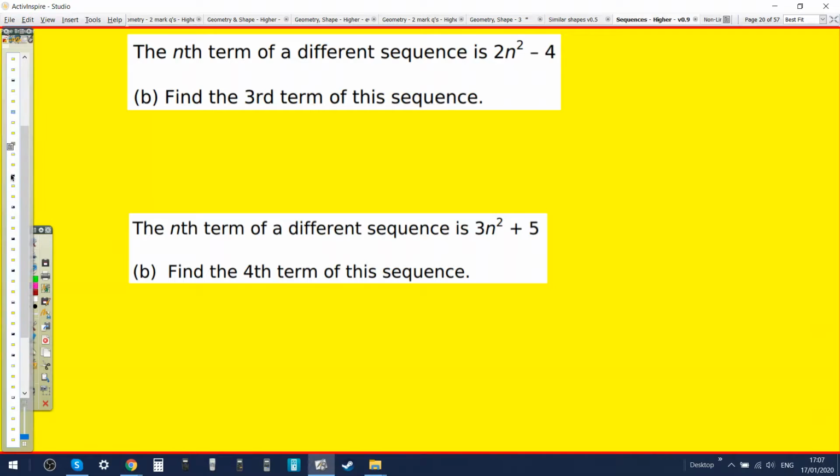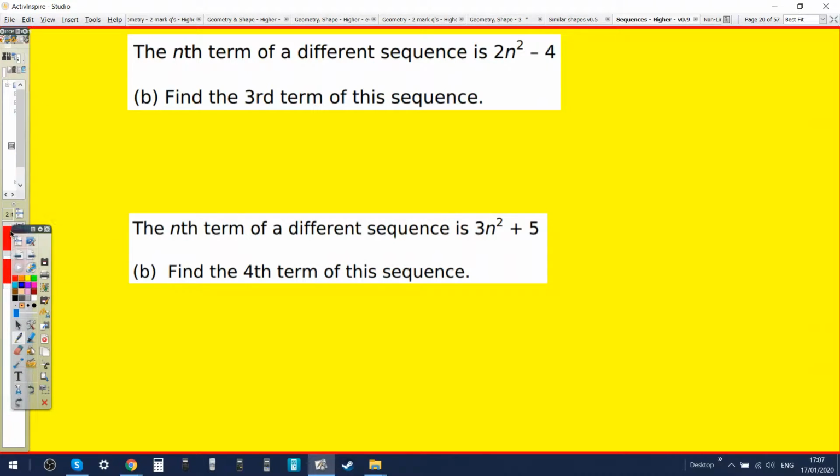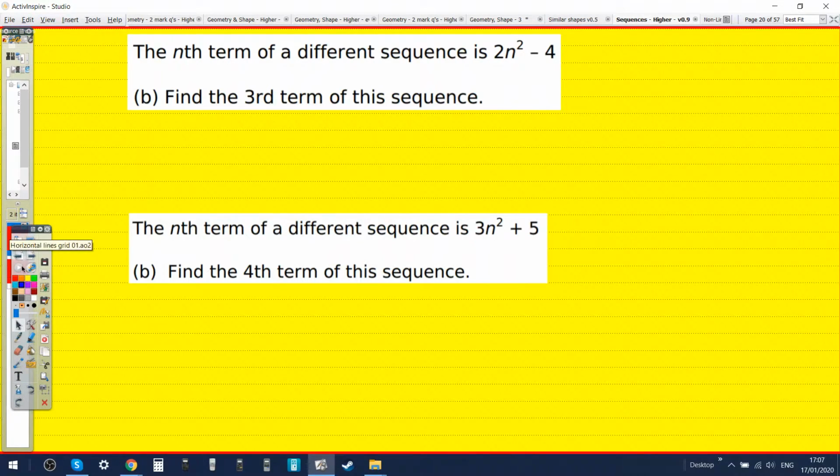How would you do top one? 2 times 1 squared is 2. It's not the first 3 terms, it's the third term. Oh, okay. 2 times 3 squared is 9. Which just gives you, 3 squared is 9, so 18 in total, minus 4, 14. Yes. So these are non-linear sequences, geometric, because they have squared.